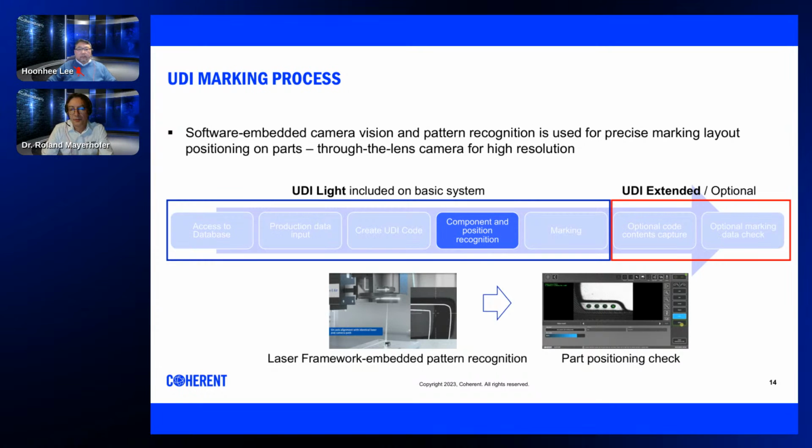So the next step, step number 4, component and position recognition, as I said, is mainly done through vision systems, vision and pattern recognition, in this case through the lens camera for high resolution. So we are looking at the position of the parts and check each position based on what has been programmed as a search position. In this case, if you can see on the right-hand side, this is a pacemaker, and there are 4 holes that we can use for alignment. And if they're not in the right position, then of course we are going to align the marking content accordingly. And this is also shown later on in the video.